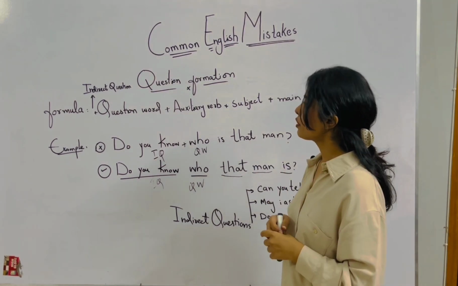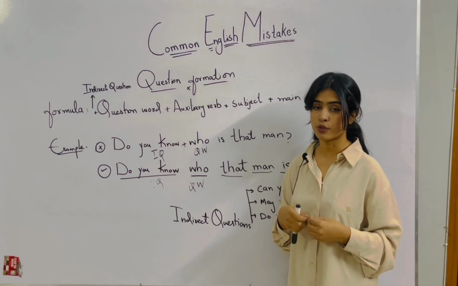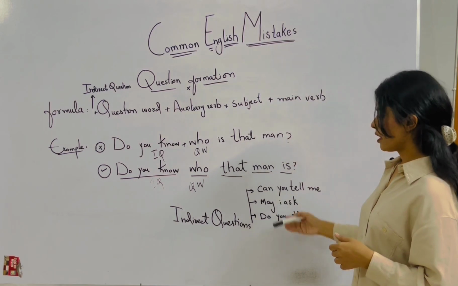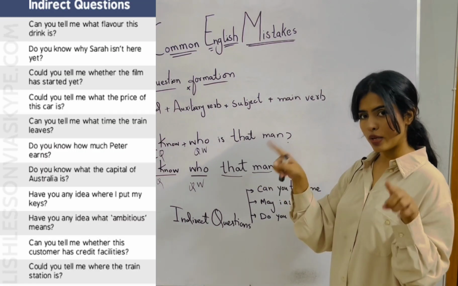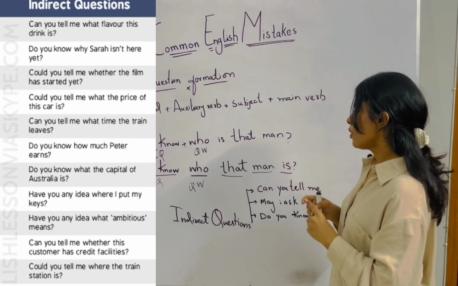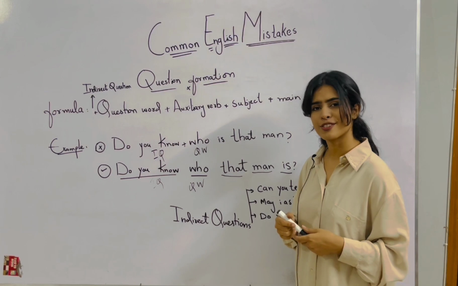So remember, whenever you're doing indirect questions or whenever you're adding an indirect question to your sentence, which can be any of these, or even there are more types of it, which we can mention right here in the video, then you have to use this formula of question formation to correct your sentence.